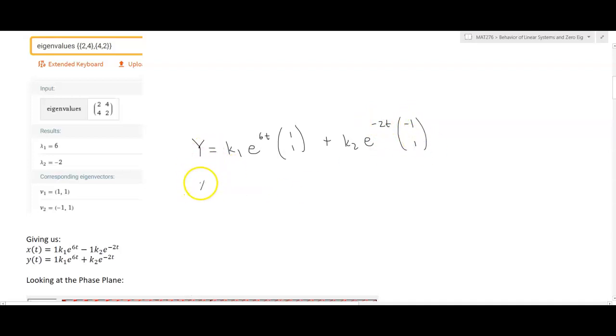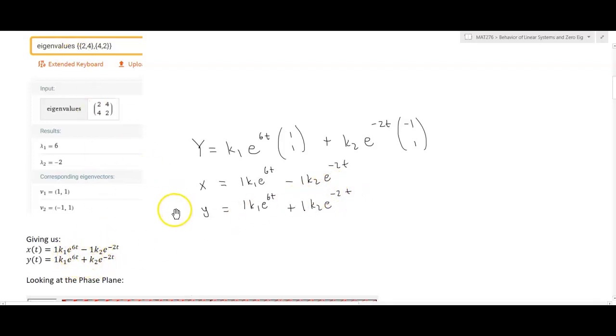And when we put those components together, x and y, which make up the capital Y vector, is going to be 1 k1 e to the 6t minus 1 k2 e to the -2t. So that's just us scaling the coefficient by -1. And same thing here, we'll have k1 e to the 6t times 1, and then k2 e to the -2t times 1, so plus 1 k2 e to the -2t. And so that's the solution that we have written down here.